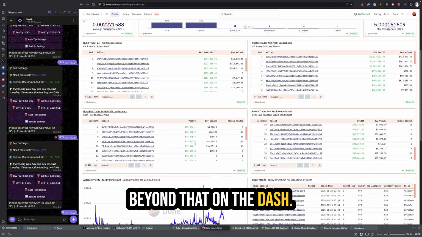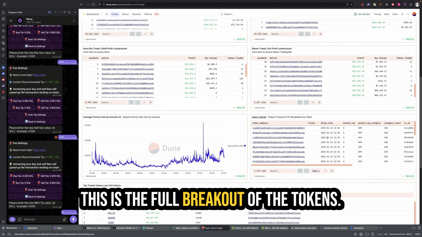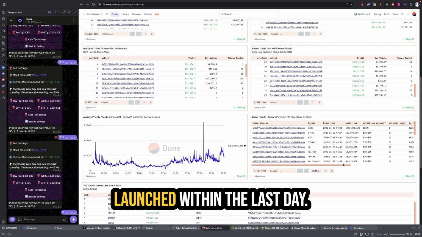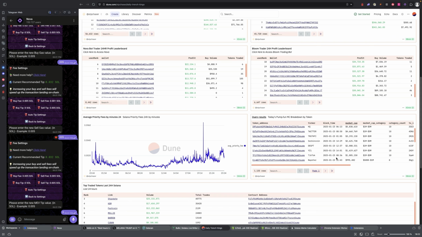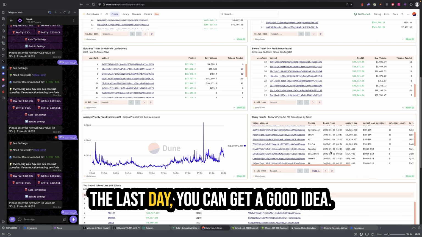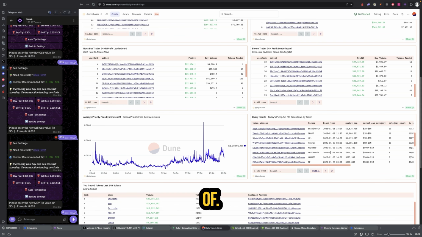Beyond that, on the Dash, this is the full breakout of the tokens. Vine is trading at 247 mil. You can see other runners launched within the last day. If you just started your trading day, take a look at what's launched in the last day. You can get a good idea of the narrative.